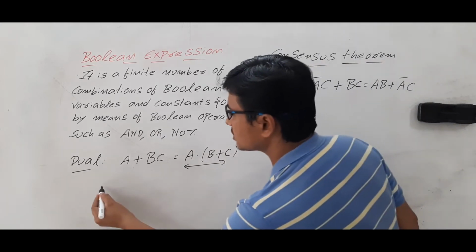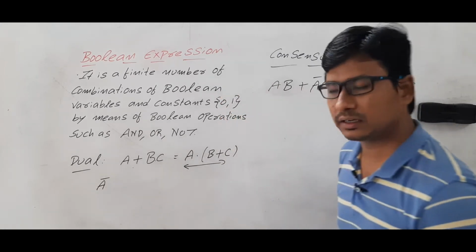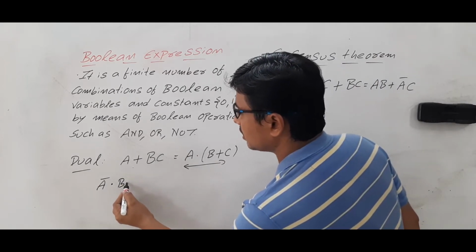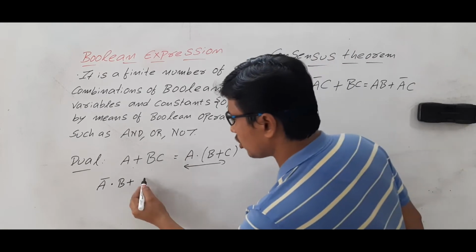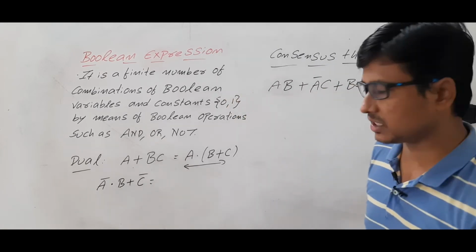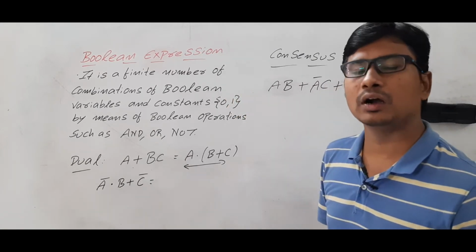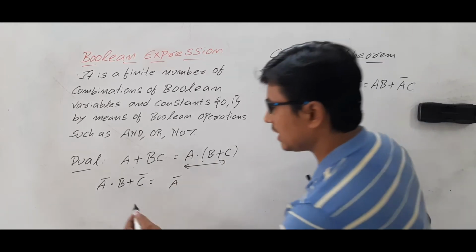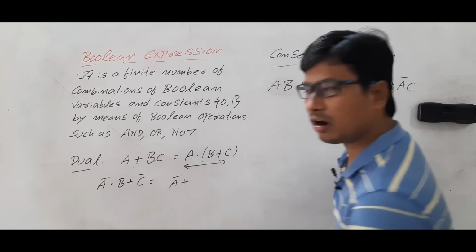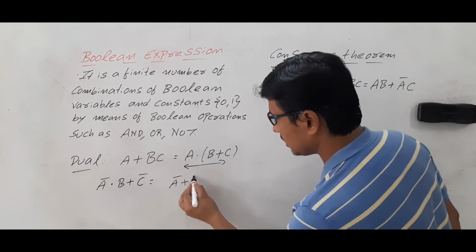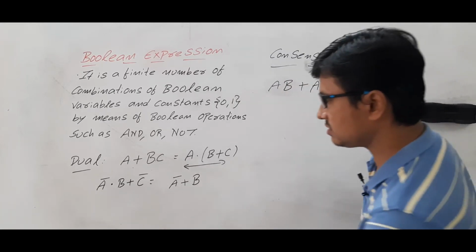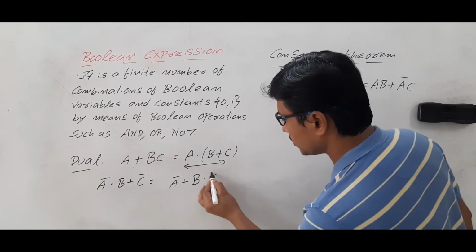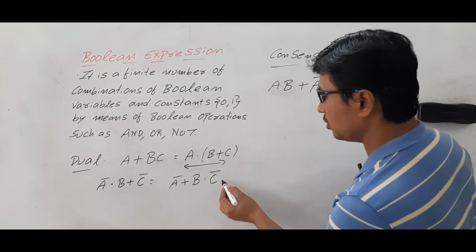Suppose let me give another example: A complement and B plus C complement. For this expression, I want to compute the dual. Then A complement you keep as it is. AND you make it OR. B stays B as it is. And then OR you make it AND. The remaining everything is the same.